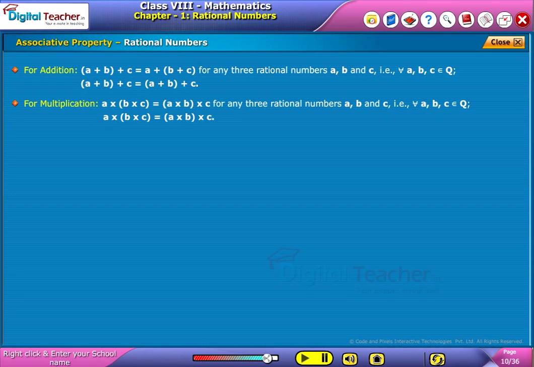For multiplication, a into b into c is equal to a into b into c for any three rational numbers a, b and c, that is for all a, b, c belongs to Q. a into b into c is equal to a into b into c.